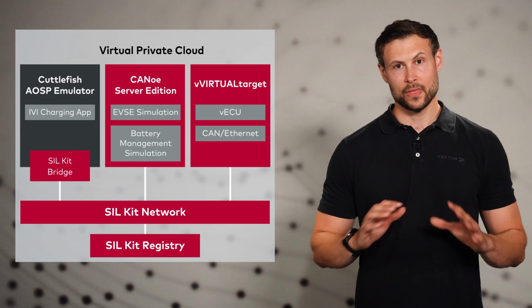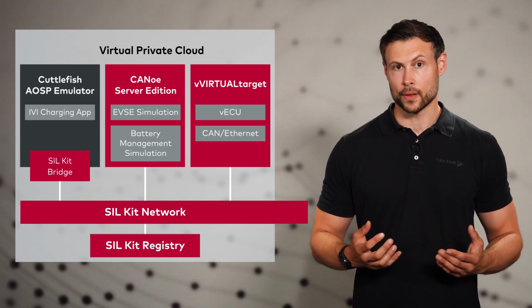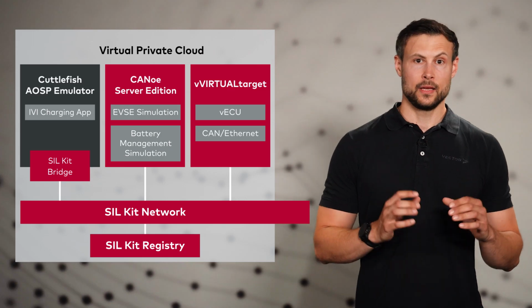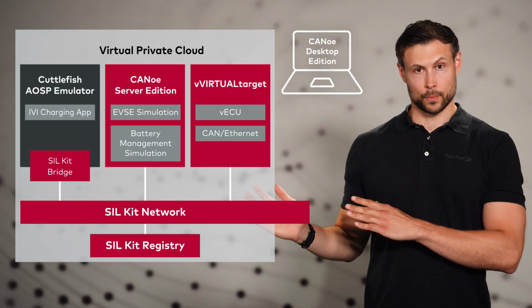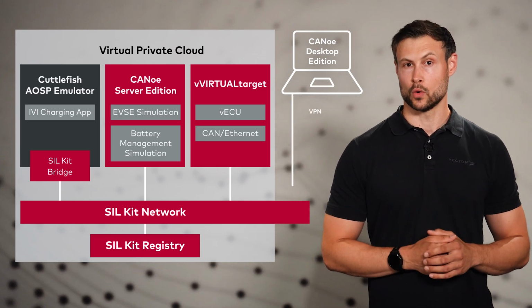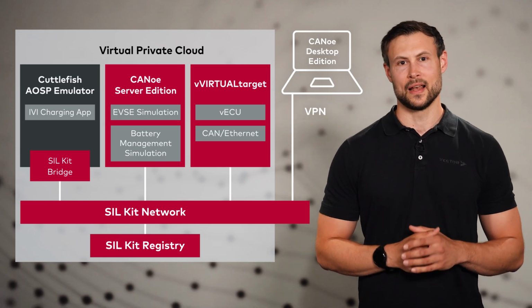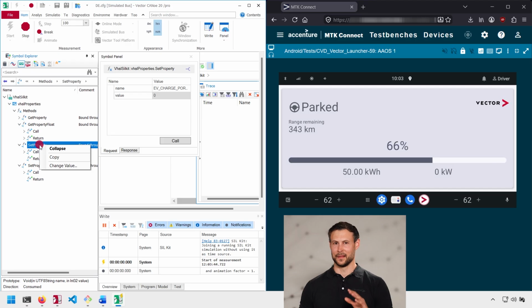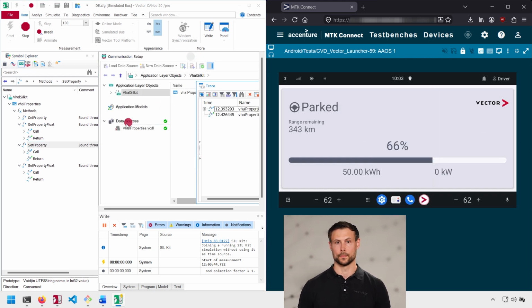So far, everything we've seen has been running inside the cloud, but the SILkit network doesn't stop at the cloud boundary. Let's see how you can interact with the running cloud simulation. CANoe Desktop Edition, your familiar interactive testing tool, connects to the running cloud session over VPN. It joins as just another SILkit participant while everything keeps running. That means you can monitor live signals, inject events, or even bring real HIL hardware into the loop.